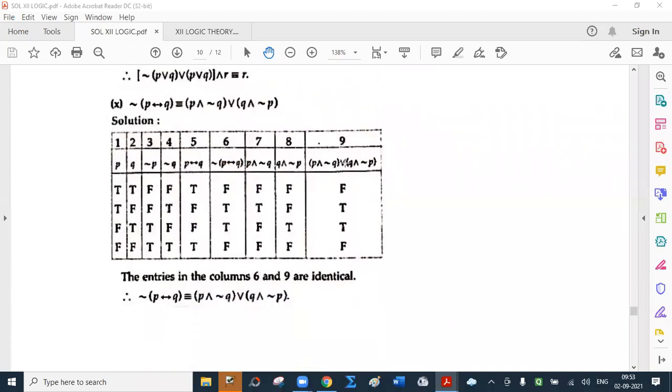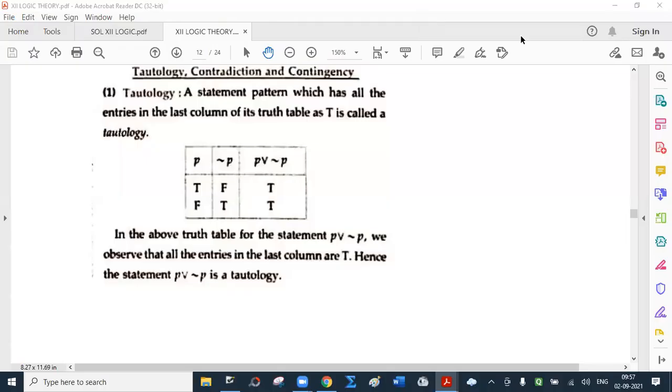Now this is for sum number 10. Fortunately, only 2 simple statements. So only 4 combinations. Right. Now this is an important part. Tautology, contradiction and contingency.